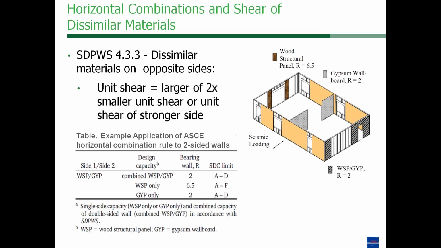But if you're using this summing rule, the gypsum is being relied on for shear resistance, and so the R value in that case would be 2. And there's also a seismic limit associated with gypsum, which would be seismic design category D. On the other hand, if you were to just use the wood structural panel only, your R value is 6.5, and so you'll have to decide, again, looking at your specific situation, whether it's advantageous for you to use this approach.